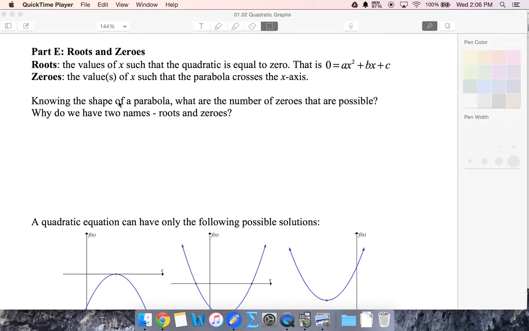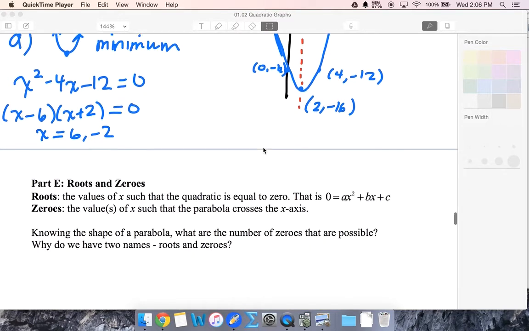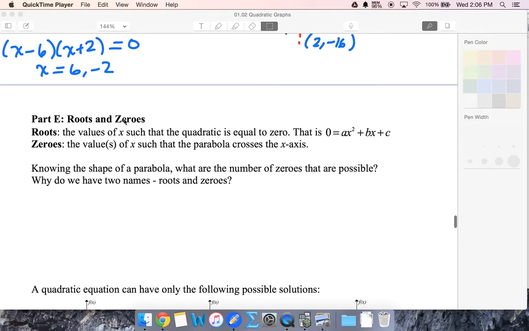Hello students, continuing on from what we saw in the last video, when we graph a parabola, one of the things we really care about is where it intersects the x-axis. So here, notice that the y values are 0. So one of the things that we call these are zeros.